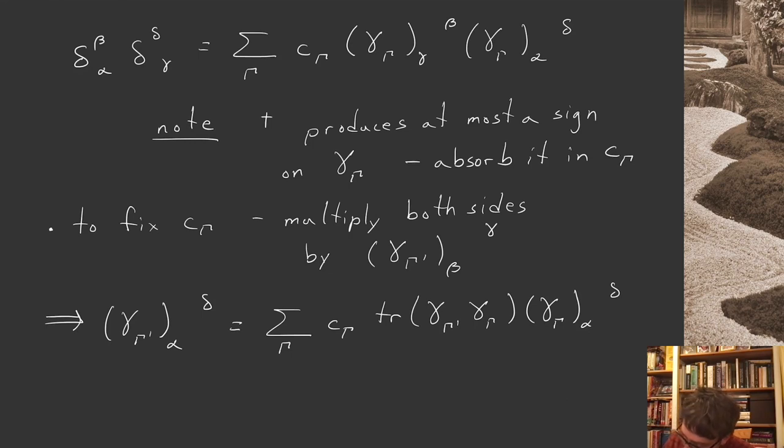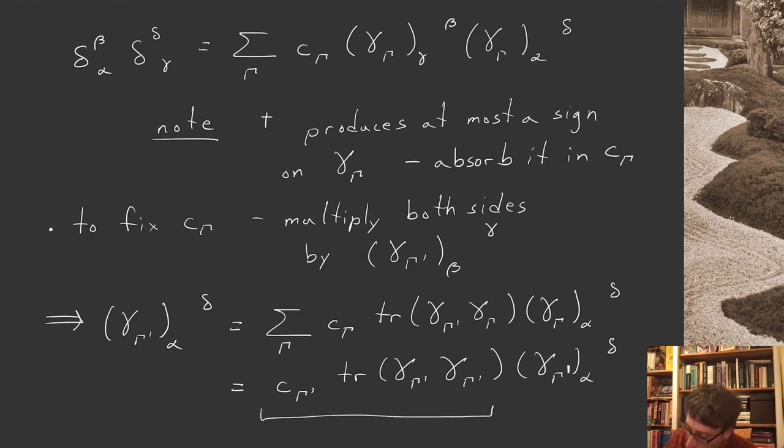Now, this sum is going to vanish for every term except the term where the generalized index gamma is equal to the generalized index gamma prime. So this sum is going to reduce to C gamma prime, trace of gamma prime gamma prime, gamma alpha delta. And so I'm going to need to fix that constant so that this product here is equal to 1. Right, so let's see how that trace evaluates on the next page.